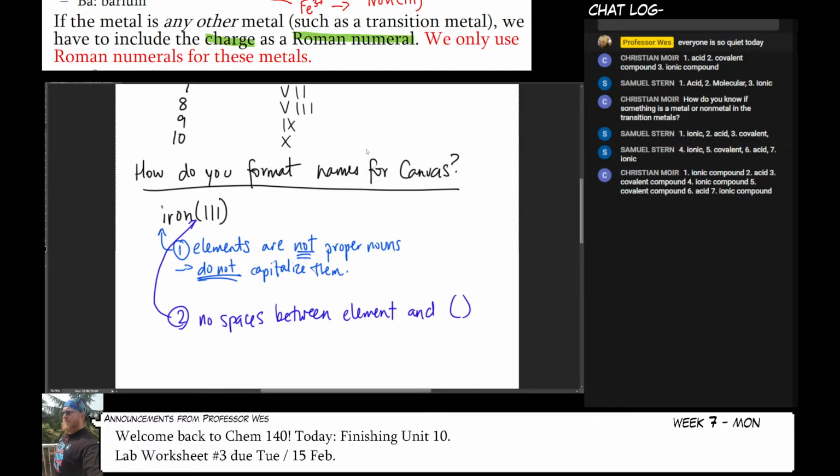And then finally, number 3, the Roman numerals use capital letters. So you do not capitalize the iron, but you do capitalize the 3. So that would be iron, parentheses, capital I, capital I, capital I, close parentheses.